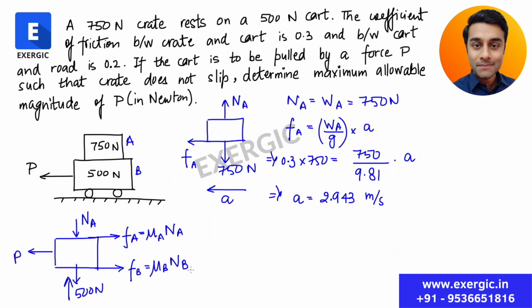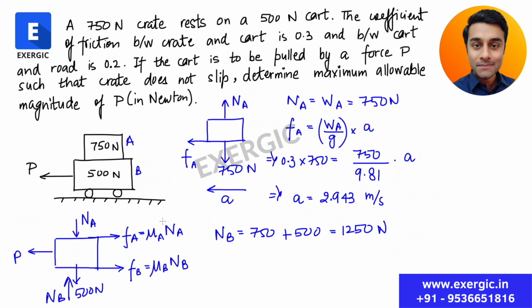Okay. So let us try to apply summation of forces along vertical direction as 0. NB is acting in the upward direction. NA, which is 750 Newton, is acting in the downward direction, plus 500 Newton. Its weight is also acting in the downward direction. So in totality, it is 1250 Newton of reaction NB, right?